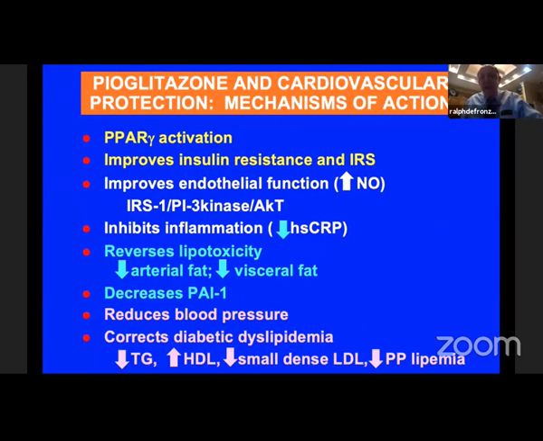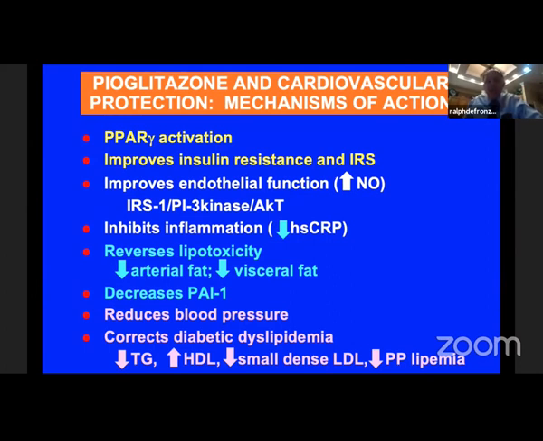So how does this happen? There are a multitude of mechanisms by which pioglitazone prevents atherosclerotic cardiovascular disease. First, we get PPAR activation, and this leads to turning on a whole host of genes that are in the mitochondria and driven by PGC1. We improve insulin resistance in all of the components of the metabolic syndrome. We improve endothelial dysfunction. What does that mean? An increase in nitric oxide. We inhibit inflammation. So C-reactive protein goes down. We inhibit the NF-kappa B, I-kappa B pathway.